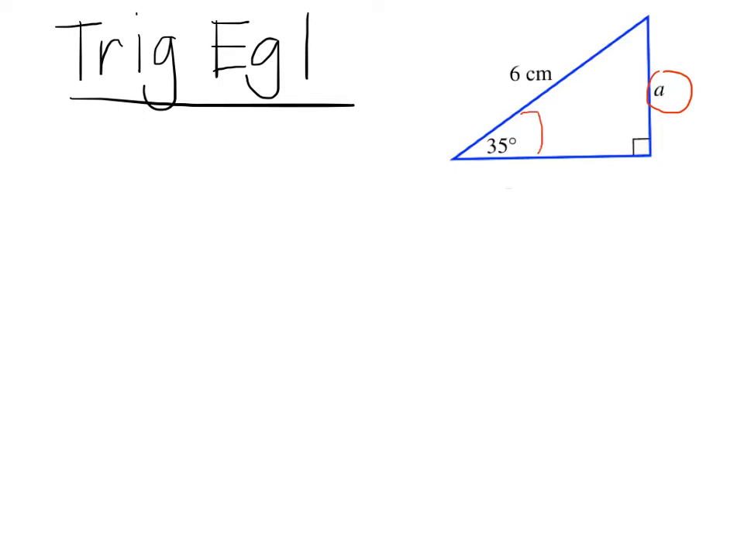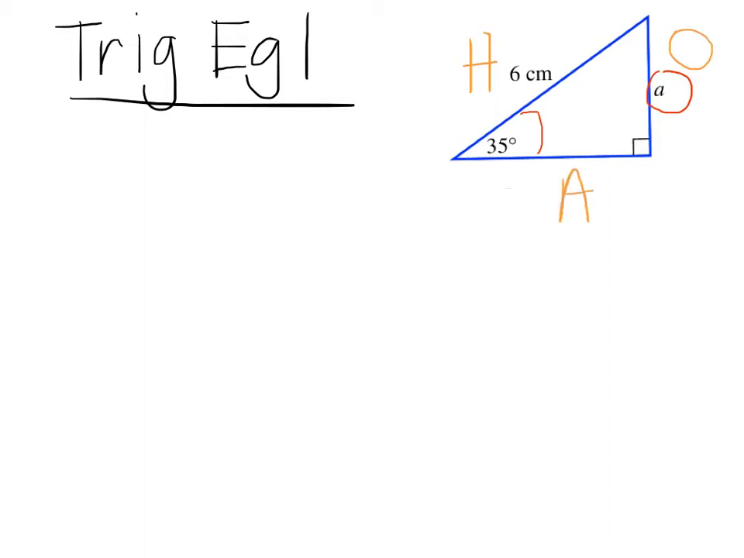So we know that the side opposite the angle, we're going to label O. The side, which is the hypotenuse, which is the longest side, and opposite the right angle, is H. And the side next to or adjacent to the angle is going to be A.